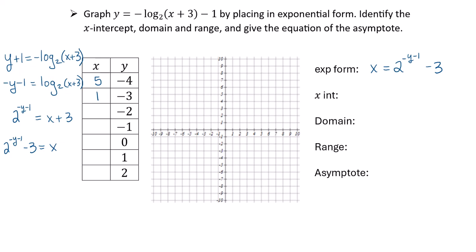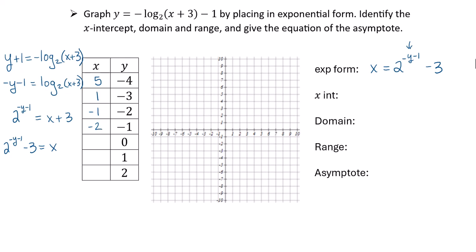Now, let's try negative 2. Putting a negative 2 right there makes it a positive 2 minus 1 is 1. 2 to the 1 is 2. 2 minus 3 is negative 1. Now if I put a negative 1 in there, that's going to make it a positive 1 minus 1 is 0. 2 to the 0 is 1. And 1 minus 3 is negative 2.